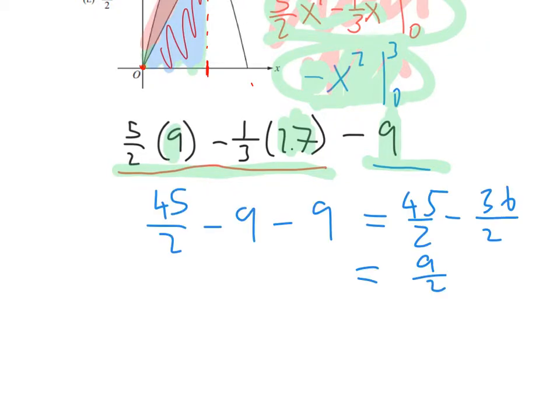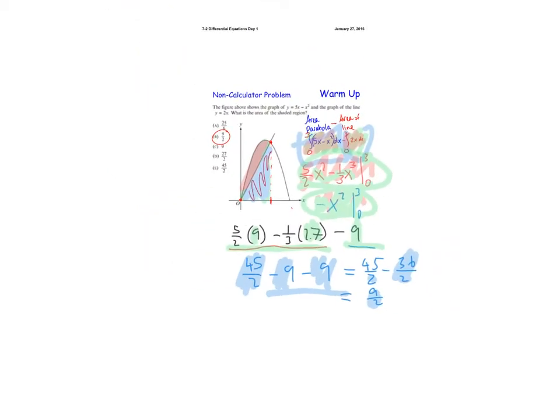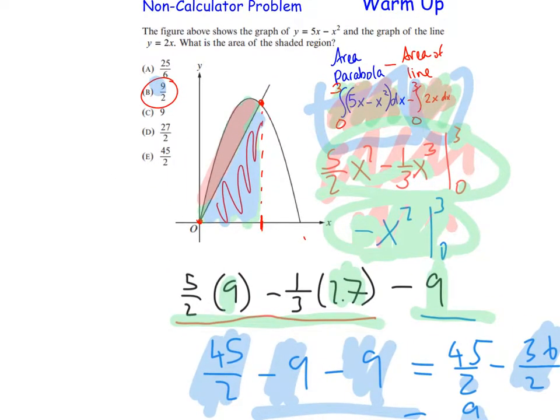Alrighty, so I end up simplifying it a little bit, and then trying to get the common denominator. This becomes negative 18. Negative 18 is the same thing as negative 36 over 2 to get the common denominator. And now I get 9 over 2, which is the option that was highlighted before. Alrighty, so that's how I do this problem.